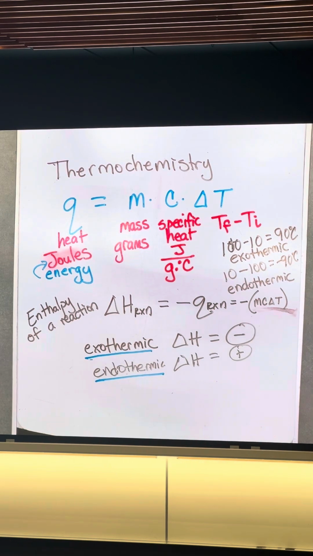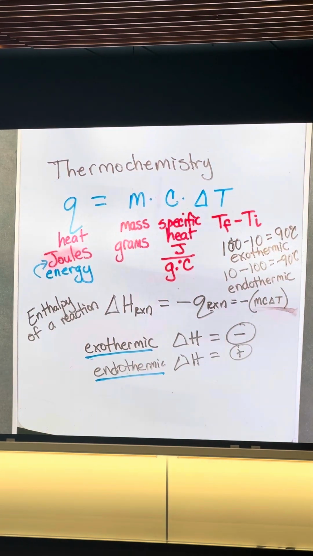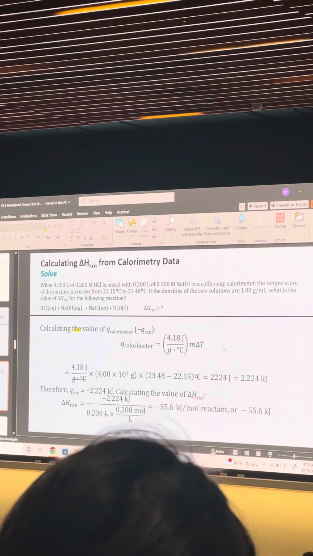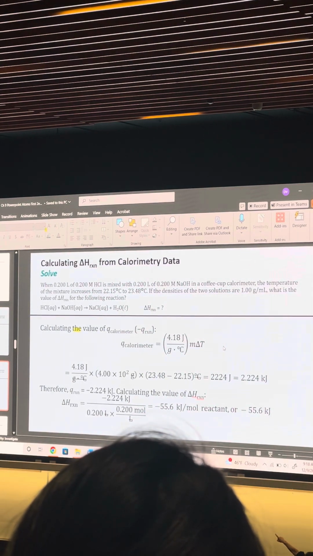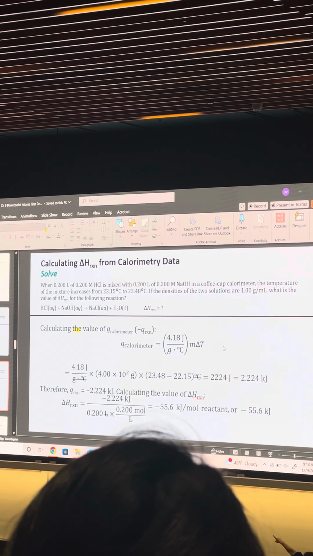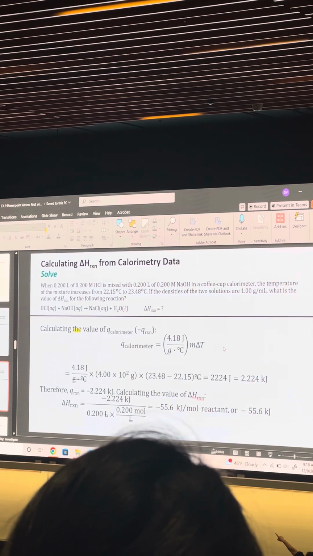Here is a good one to practice. Slide 33, chapter 9. We've got an acid and a base, and it gives you a bunch of numbers, and you need to find the enthalpy of the reaction. Here's another good one. Slide 34. And this one's worked out for you. There's the enthalpy. And you're applying that negative sign, and you're dividing by moles of limiting reagent.